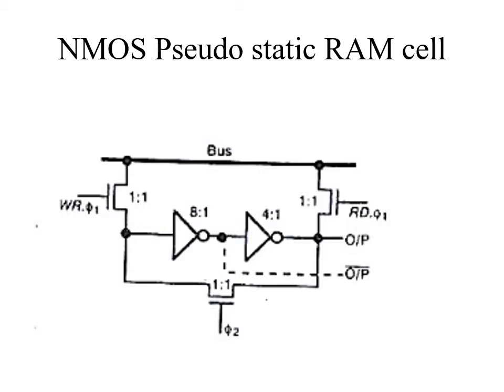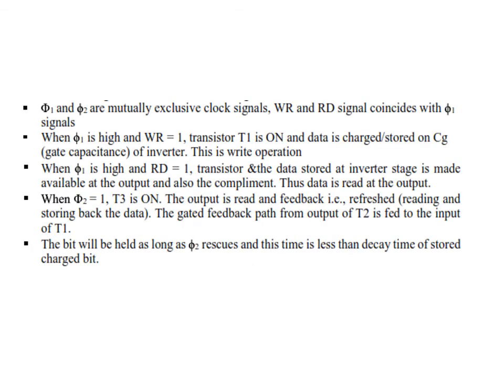Data has to be periodically refreshed so that it is retained for a longer duration. This is achieved by making phi 2 equal to 1. Let us look into the explanation. Phi 1 and phi 2 are mutually exclusive clock signals. That means they are not the same, and they are not applied at the same time. Read and write are also mutually exclusive.